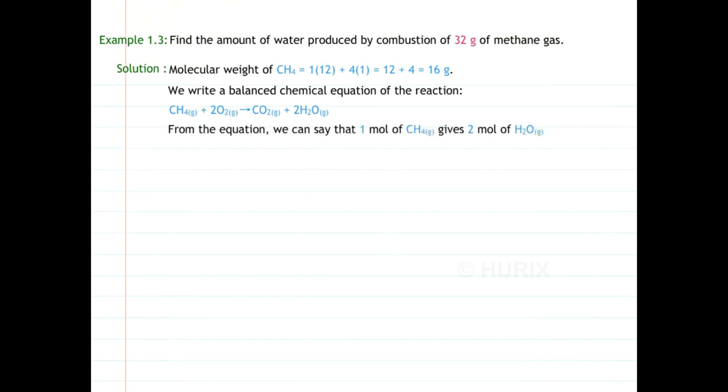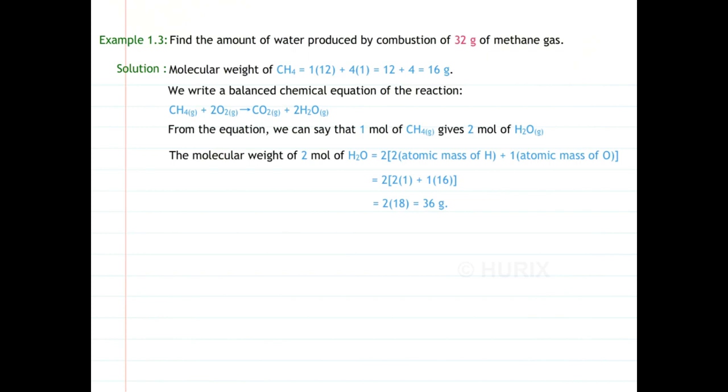From the equation we can say that 1 mole of CH4 gas gives 2 moles of H2O gas. The molecular weight of 2 moles of H2O equals 2 into atomic mass of H plus 1 into atomic mass of O equals 2 into 1 plus 1 into 16 equals 2 into 18 equals 36 grams. Thus, 2 moles of H2O gas would weigh 36 grams.